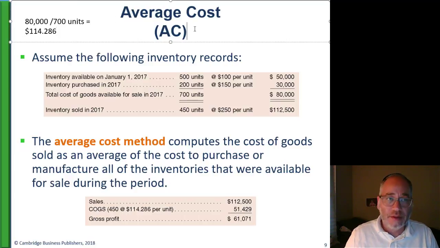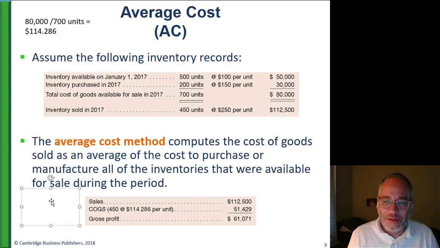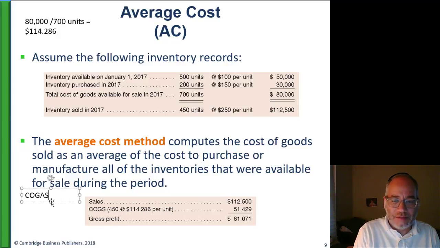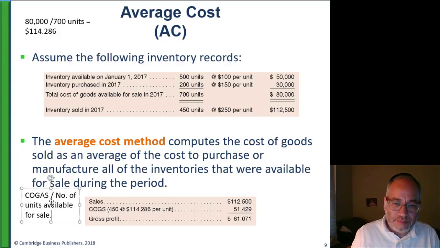Again, the formula would be cost of goods available for sale divided by number of units available for sale. That would be your formula to calculate the average cost per unit.